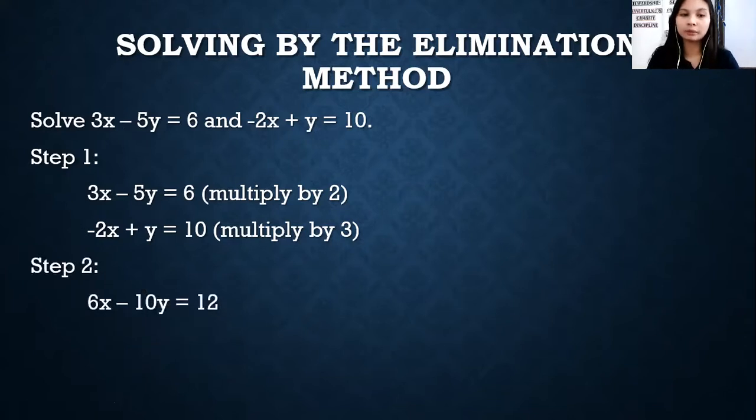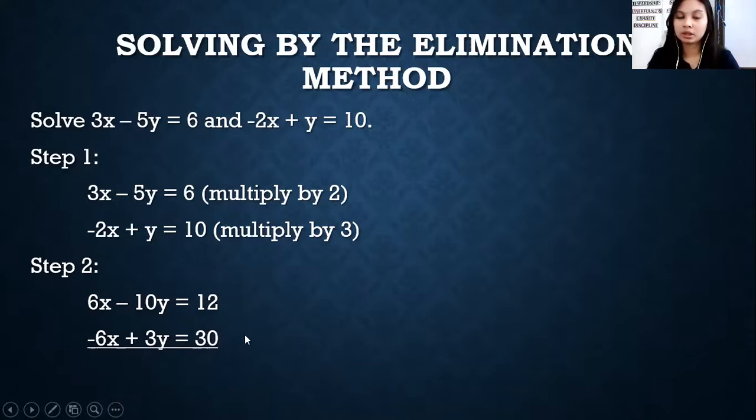So, magiging, ayan o. Kaya siya naging 6x minus 10y equals to 12 kasi nga po, minultiply ko sa 2 yung first equation natin. So, 2 times 3x is 6x. 2 times 5 is negative 10y. 2 times 6 is 12 po. Okay? Next equation. So, 3 naman siya i-multiply. 3 times negative 2 is negative 6. 3 times y is 3y. 3 times 10 is 30. Okay? Ayan siya. So, ngayon, at that point, maka-cancel out ko yung variable na x natin.